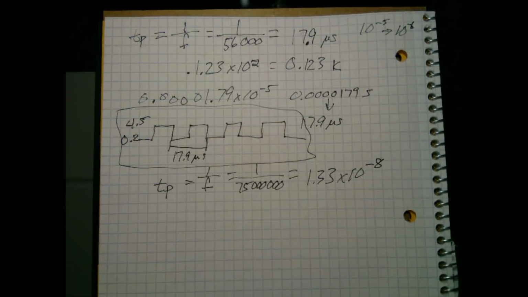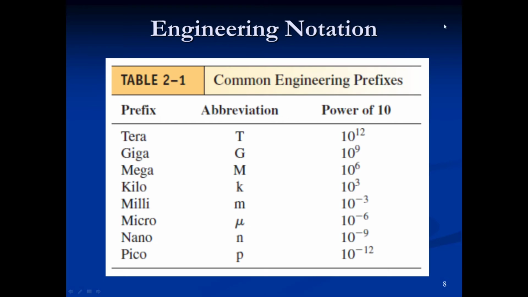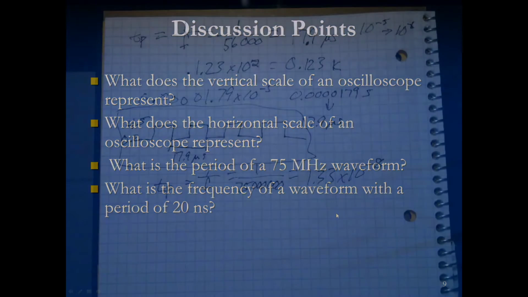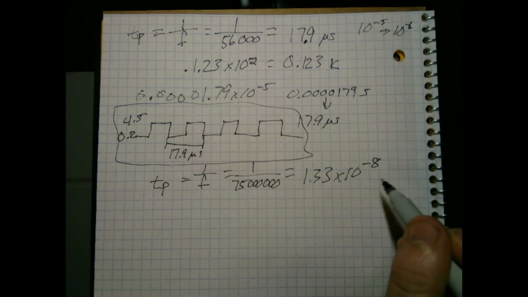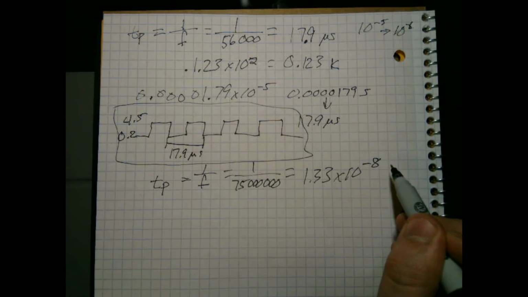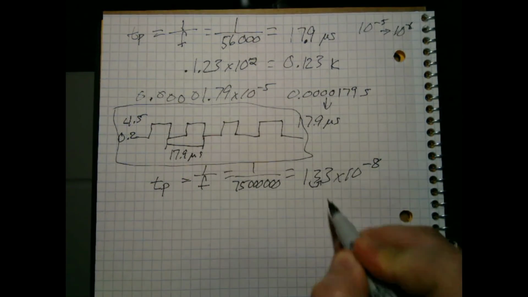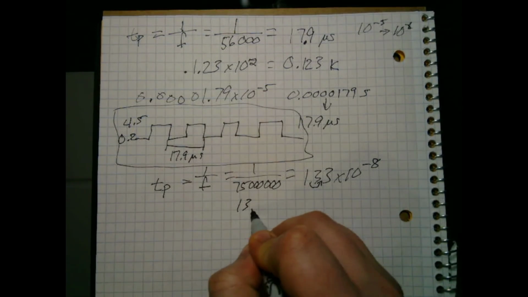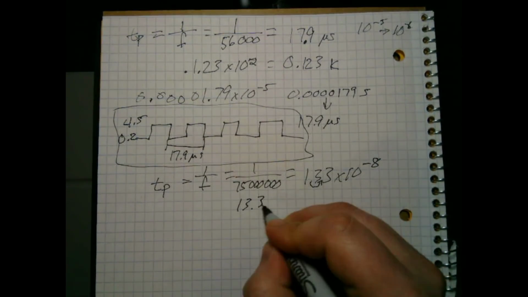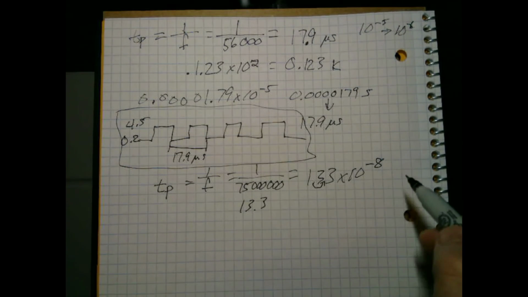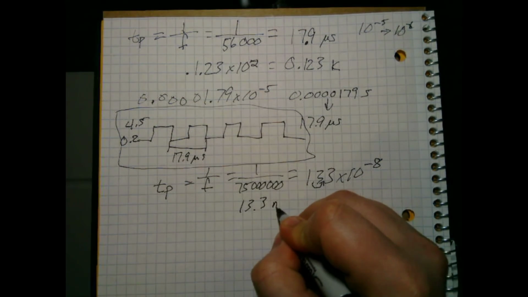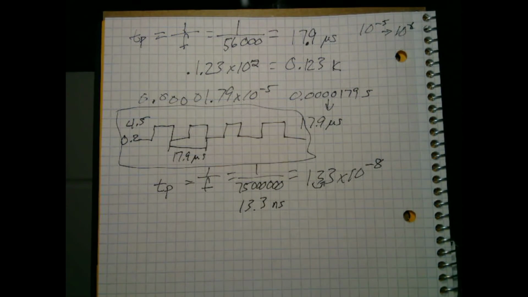Well, like I said before, that negative 8 is awfully close to negative 9, which would give us a nice even prefix. If we go back to that table, what is 10 to the negative 9? It is nano. So we then can say we need to decrease this exponent by 1, so we can move this over 1 decimal place, and we get 13.3 times 10 to the negative 9, which is nanoseconds.